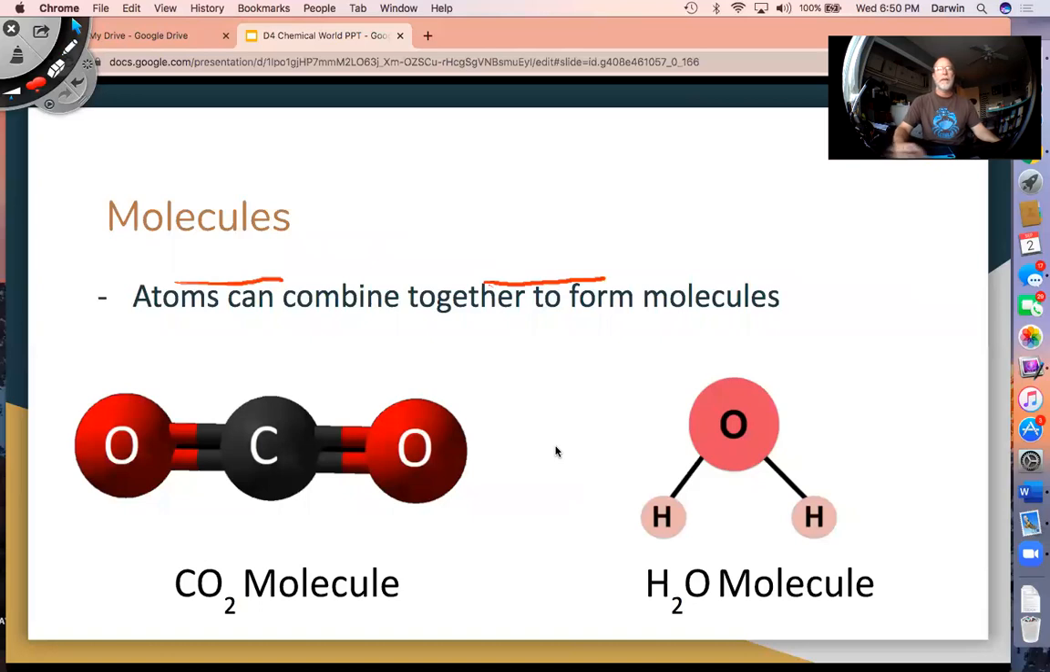So molecules, ladies and gentlemen, sometimes get confused with an atom. Molecules get confused with atoms, and we don't want to confuse those words. A molecule is actually made up of atoms. So some examples that people have come up with before is that molecules are the actual substance, but they're made up of atoms.